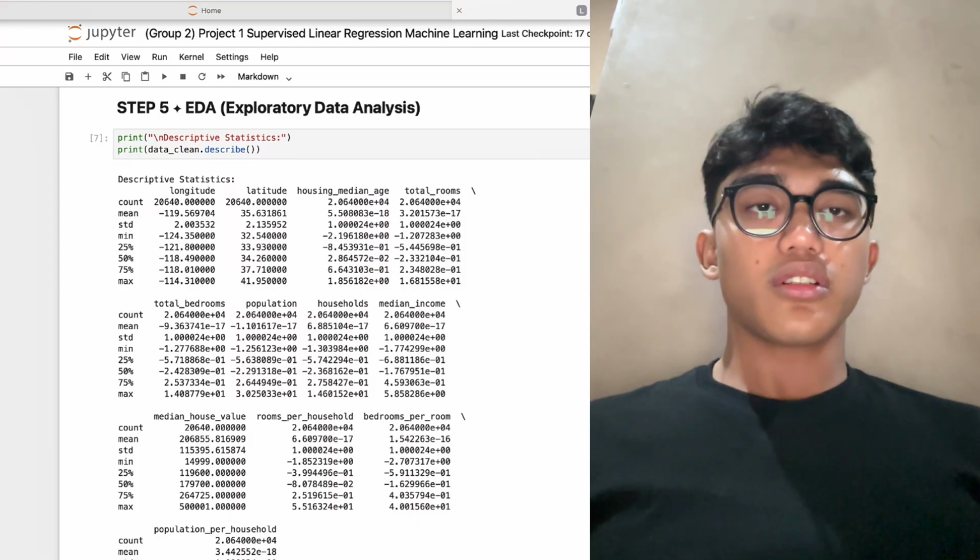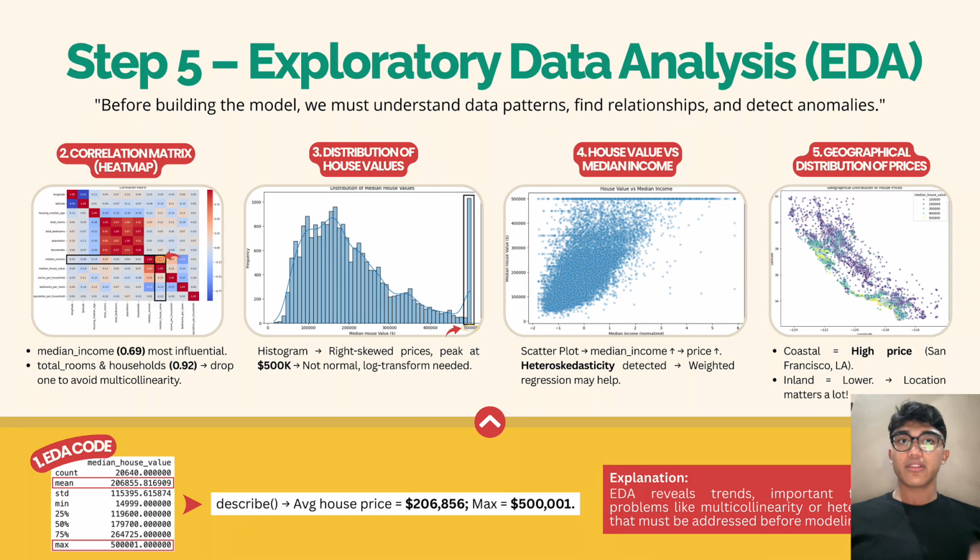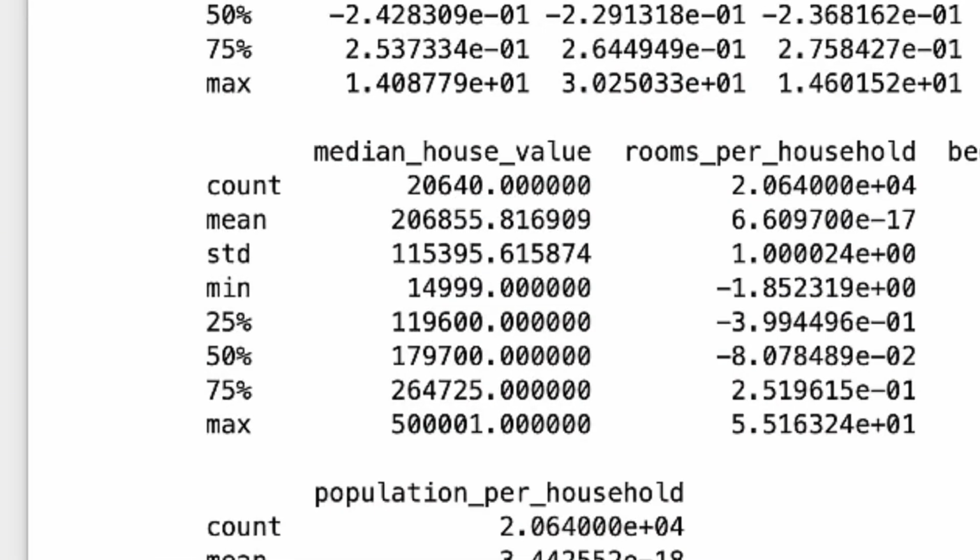Moving into step 5, it is exploratory data analysis, or we call it EDA. In step 5, to get insights before modeling, we perform EDA to better understand the patterns in our data, find relationships between variables, and identify any anomalies. Using describe, we found house prices from $14,999 to $500,001, averaging $206,856 with a notable price cap at $500K.